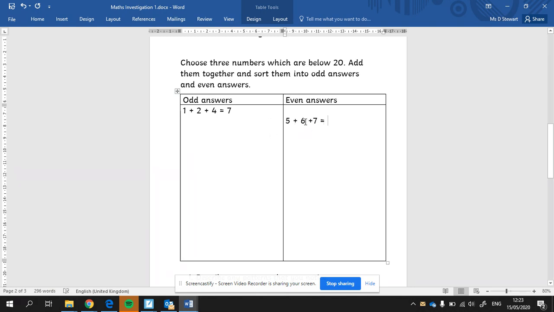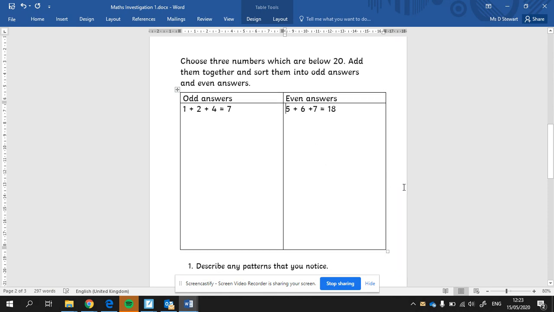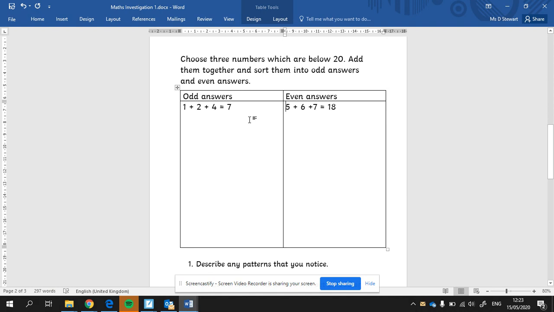So the 5 and the 5 from the 6 made 10, and that 1 went to the 7 to make 18. And that's an even answer. So again, you're going to make some different answers, sort them into the correct column, and see if there are any patterns with whether you are adding even numbers, odd and even, 3 evens. So they're the patterns that you're looking for. What numbers do we add together to get odd answers, to get even answers?